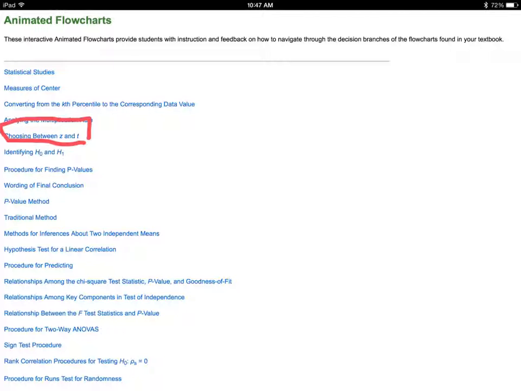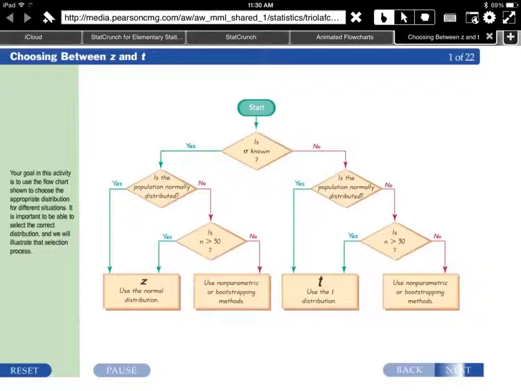And so there's a flowchart, and I'm not going to go through all the slides. There are 22 slides if you want to check them out, and they go through several examples, but they essentially say that when you start the process to decide which distribution to choose, you have to ask yourself, do you know the population standard deviation?